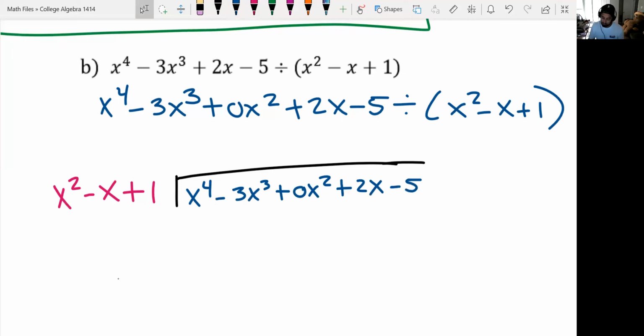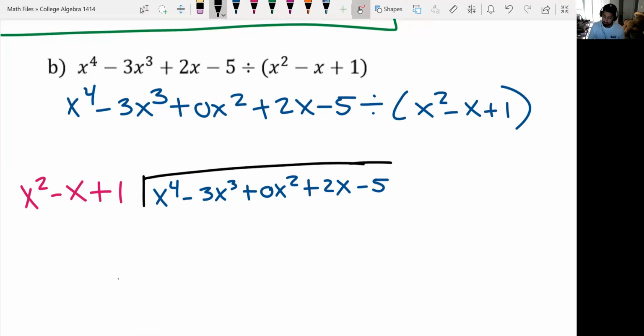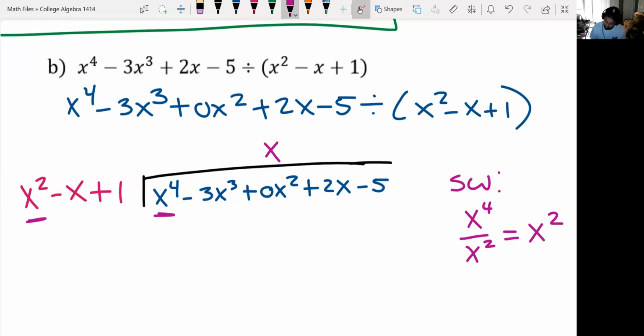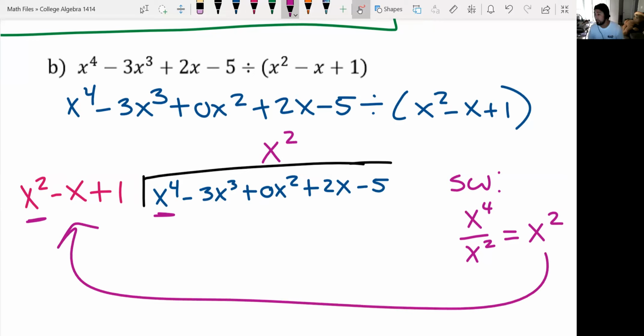Now what do we multiply by? And we can do the side work again. Take x to the fourth, put it over x squared, and that'll give me x squared. So that'll go right above the proper place, x squared. And now take this x squared and multiply the divisor by it.